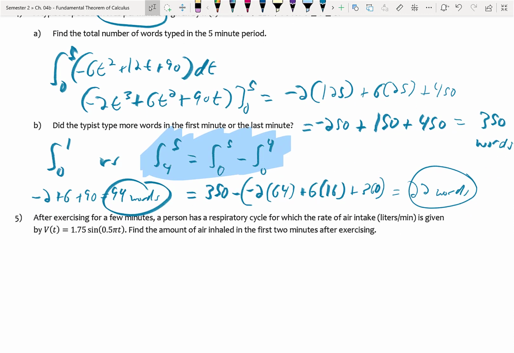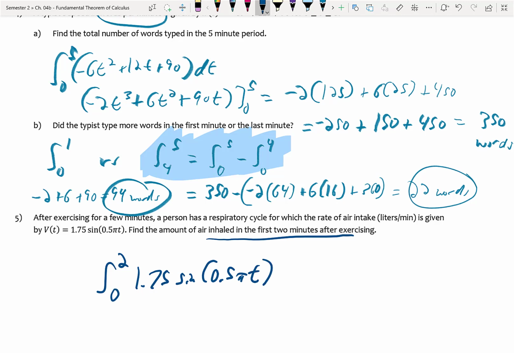Okay, finally, we'll rapidly do this one. After exercising for a few minutes, a person has a respiratory cycle for which the air intake is given by this function. Amount of air inhaled in the first 2 minutes. We've done enough of these for you to know this is the integral from 0 to 2 of 1.75 sine of 0.5 pi t dt.